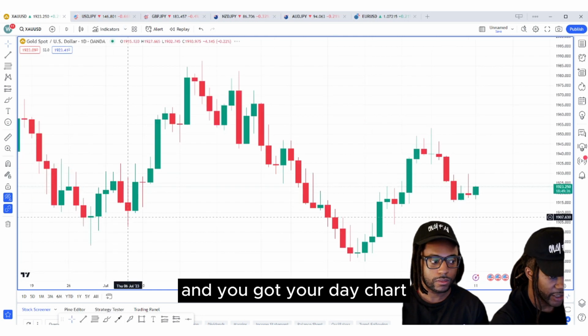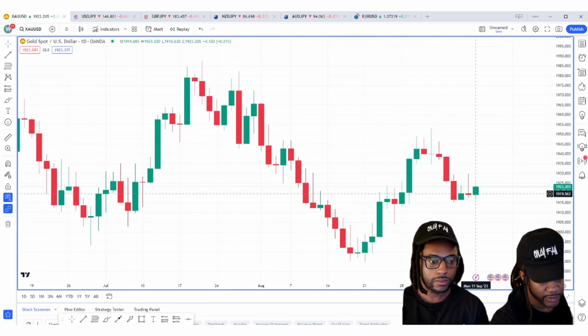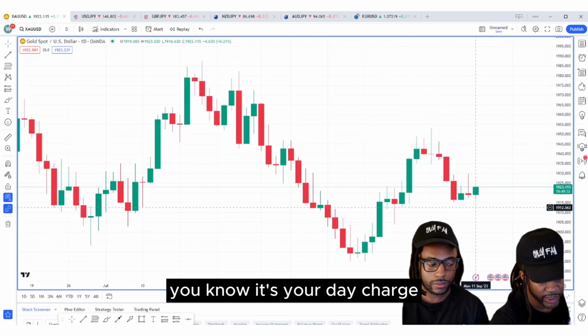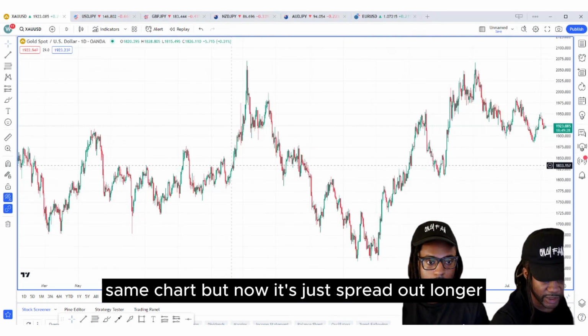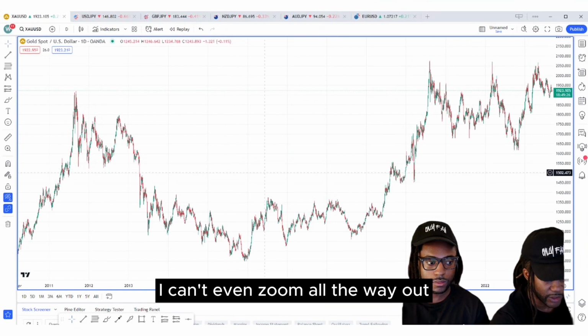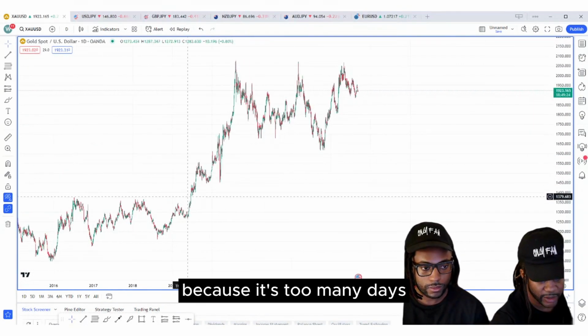Then you got your day chart. You got bull days, bear days. It's your day chart. Each candle represents 1 day in time. Same chart, but now it's just spread out longer. I can't even zoom all the way out because it's too many days.